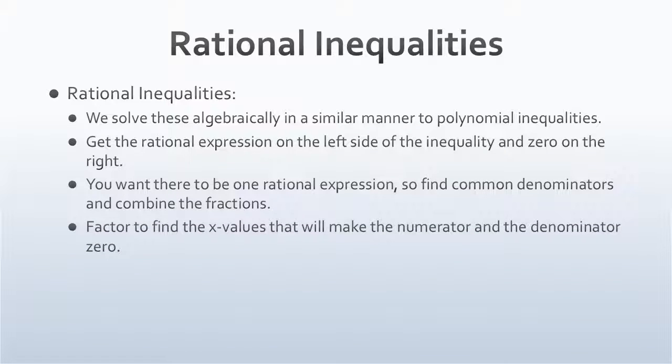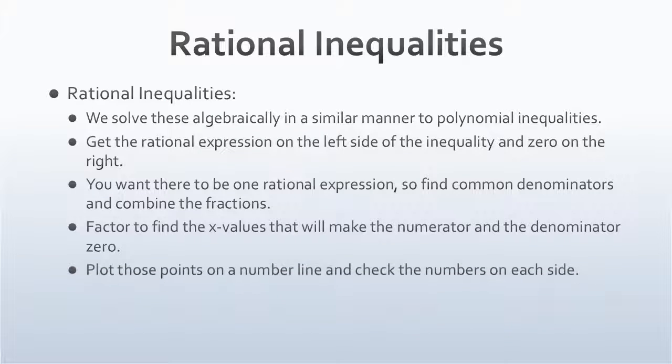Then you want to factor both the numerator and denominator, and set each of these factors equal to 0 and solve for x. Then you're going to take those numbers, put them on the number line just like we did with the polynomial inequalities, and that's going to divide the number line up into regions, and you will check a number in each region to see which numbers will satisfy the inequality.